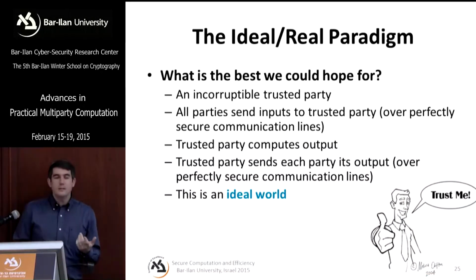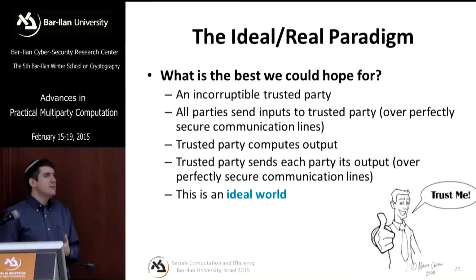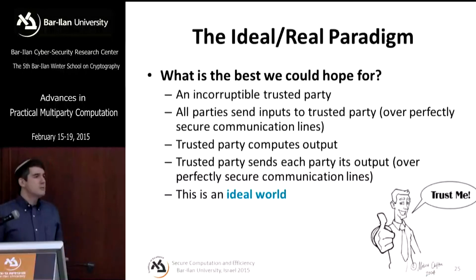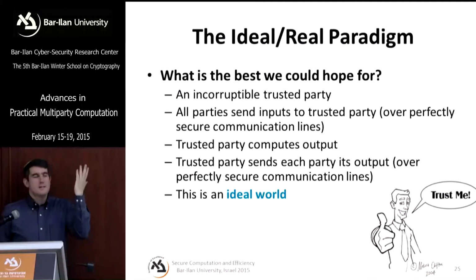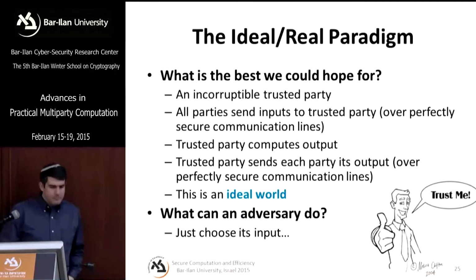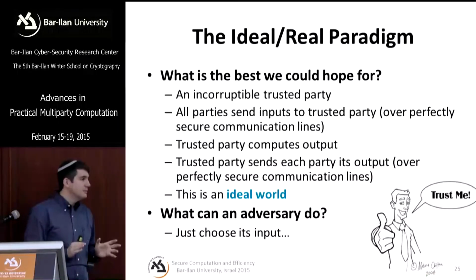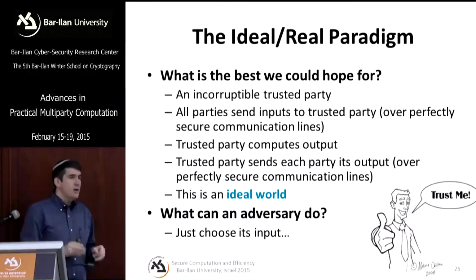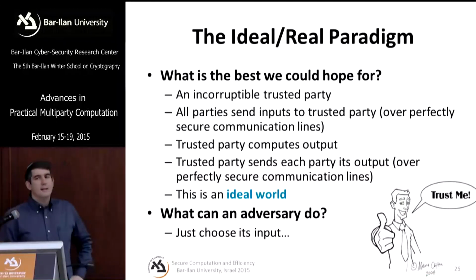So this is an ideal world, and this is something that we would really want to try and get. If we had this incorruptible trusted party, then all our problems would be solved and we wouldn't actually have to be here this week, because we could just use that trusted party, send the inputs, and get back the outputs. Note that in this world, there's only one thing that an adversary can do, and that's choose its input. So the only thing an adversary can do is choose its input, and they can't do anything beyond that.